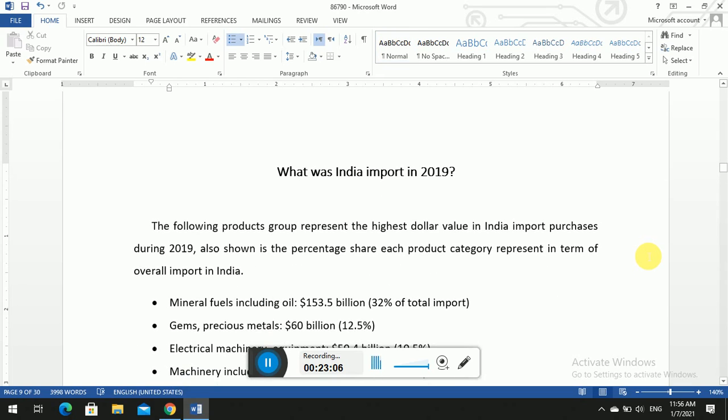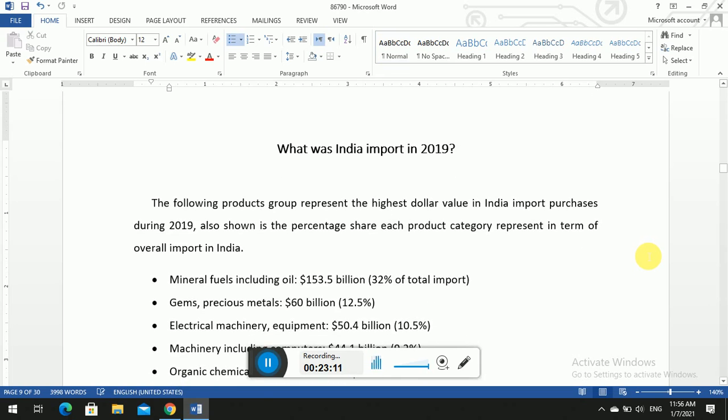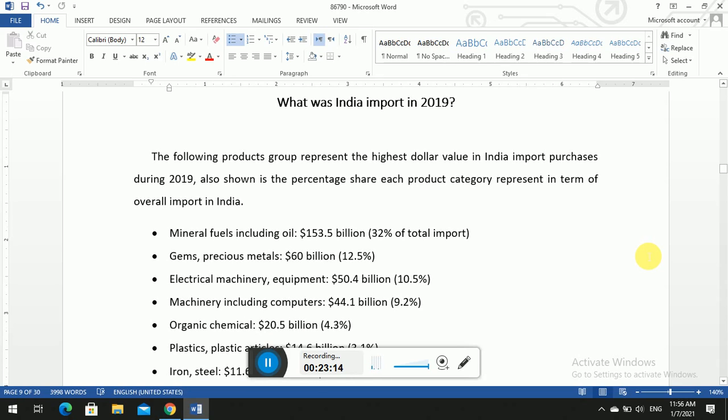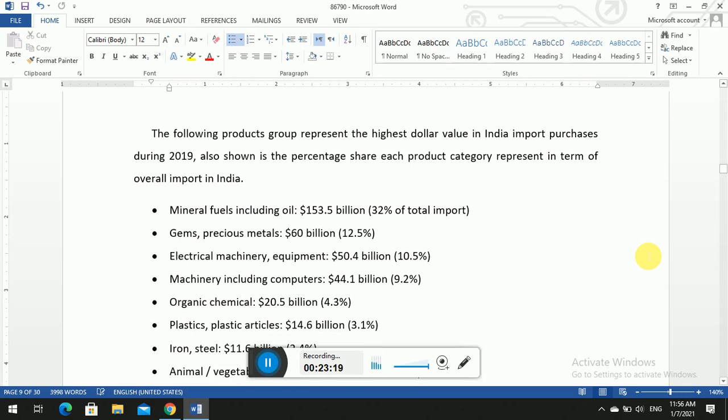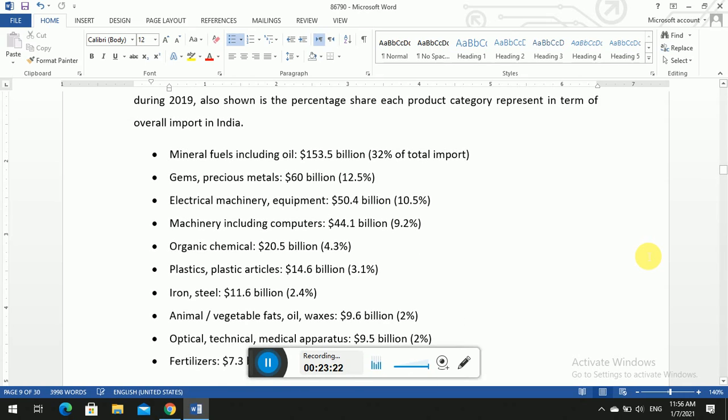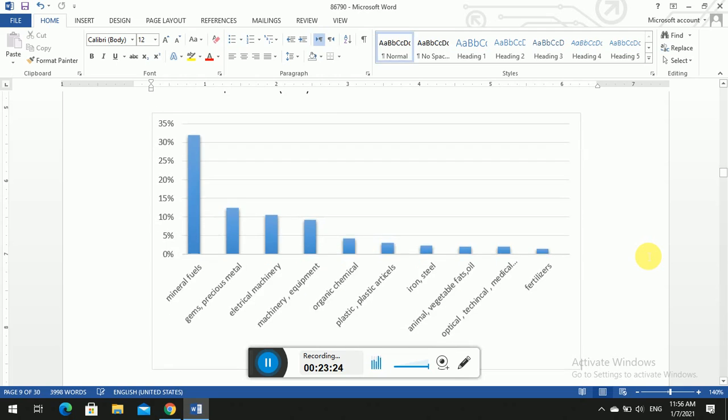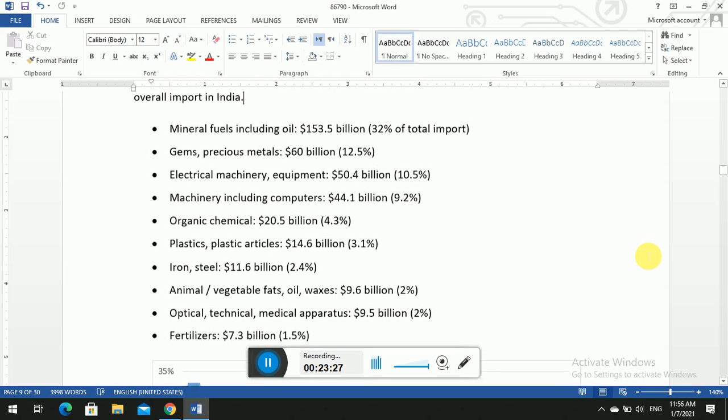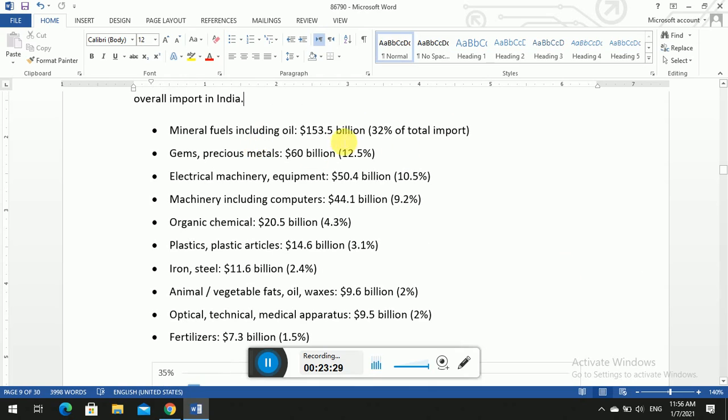So what did India import? We have discussed their top exports. Now they have imports as well. The following product groups show the highest dollar value in import purchases during this year, along with their percentage share. You see that again they are importing some products from other countries as well. They are importing oil, precious metals, electric machinery, computers. They are importing from other countries as well. Organic chemicals, plastic articles, this much.